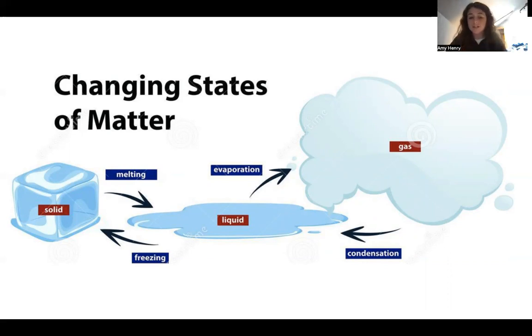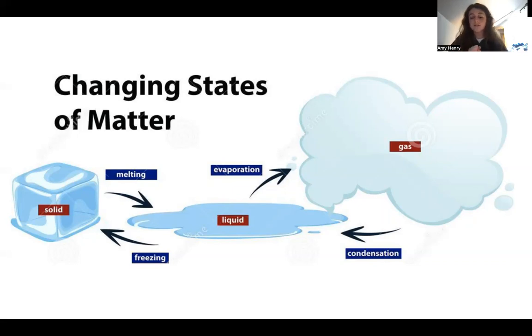Then evaporation, that means it's heating up even more and the temperature is rising inside of it. So it would go from something like this to moving further apart until it turns into a gas. And then a gas can turn into condensation by slowing when it starts to get colder, and then condensation would stick to a cold surface.